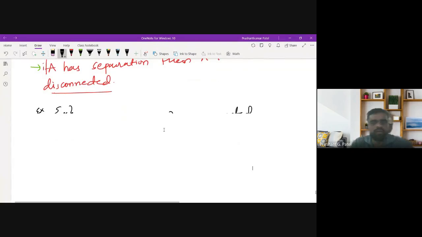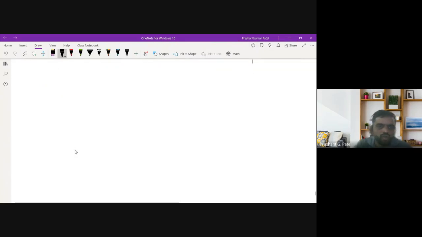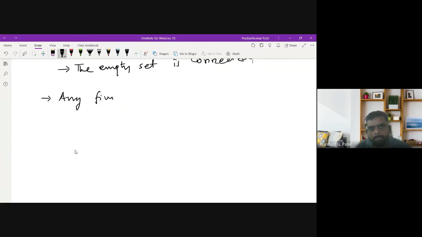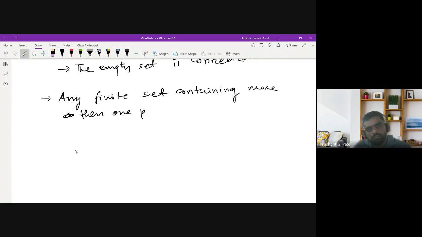Now, if you have any finite set, then a finite set is not connected. So that is the next note I can write. Any finite set containing more than one point is disconnected.